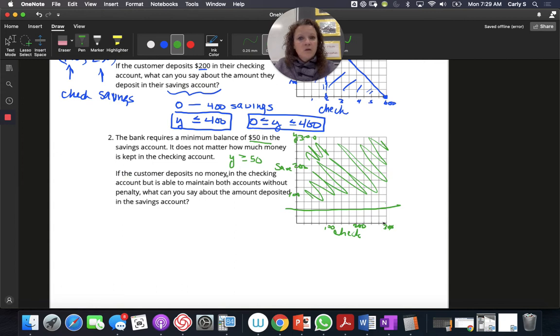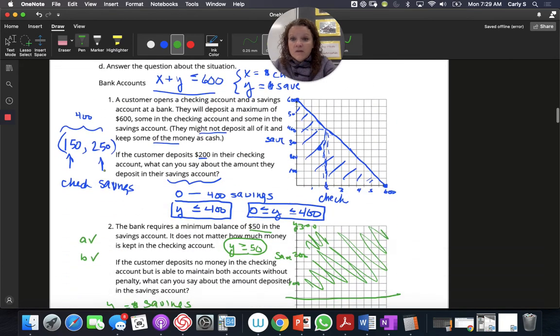If the customer deposits no money in the checking account, but is able to maintain both accounts without a penalty, what can you say about the amount deposited in the savings account? Well, first let's do all of our questions. There's my equation, and y equals money in savings. I have my graph. We've got our A question answered. We've got our B question answered. What is C? Name one solution. There we are.